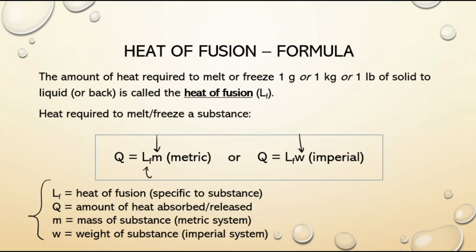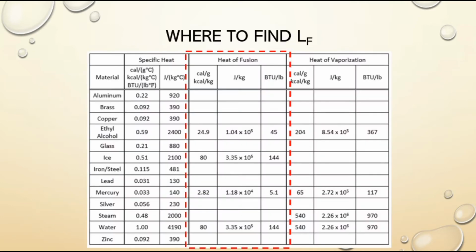Variables are listed down here. You will look to your formula sheet to know which units to use. And let's take a look at where this is on your formula sheet. Here it is. So this is the same one we used for specific heat. We were looking here. So when we're in a phase, we're using Q equals Cm delta T. And when we are changing between liquid and solid, we use Q equals LF m.